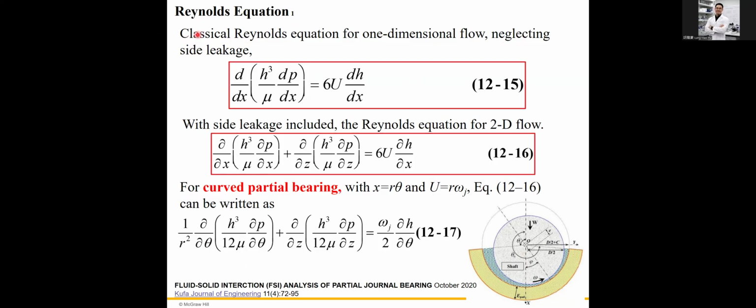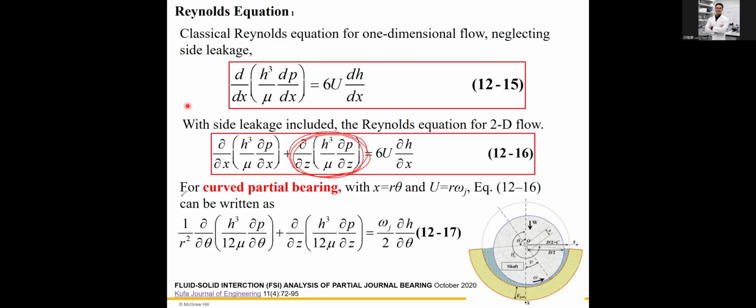If the journal bearing has leakage, this equation has to be modified. This equation is the Reynolds equation without leakage, and with side leakage included, the Reynolds equation for 2D flow will be modified as this equation. We have to include the z direction, the leakage in the z direction. I'll mention this maybe later or next chapter, next time.